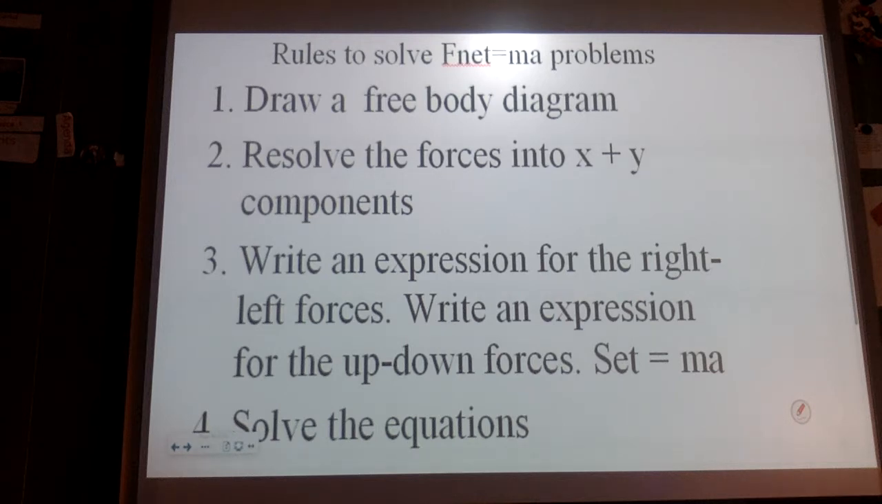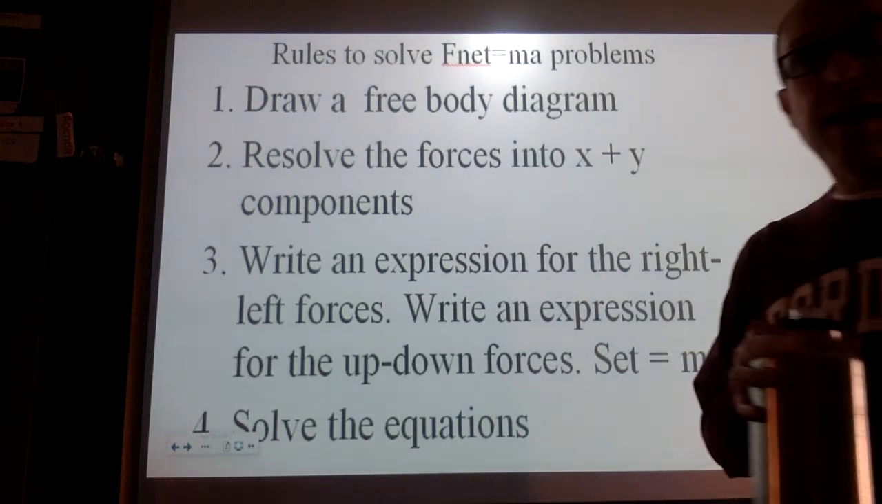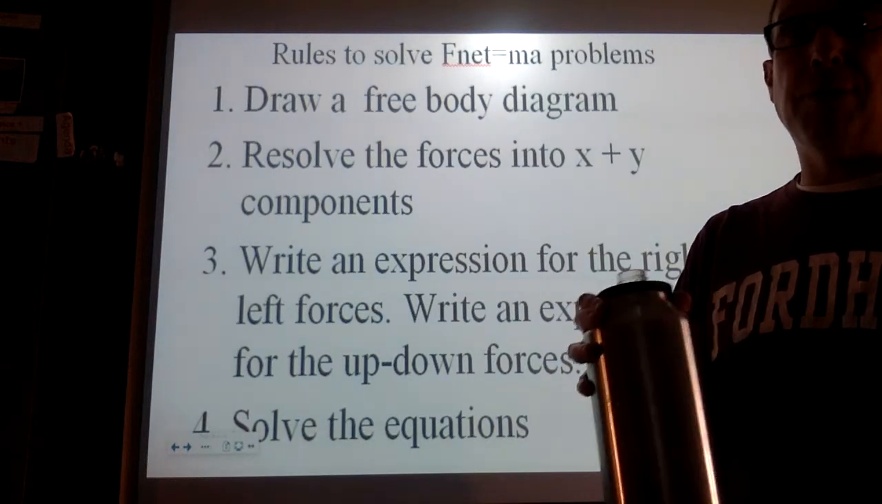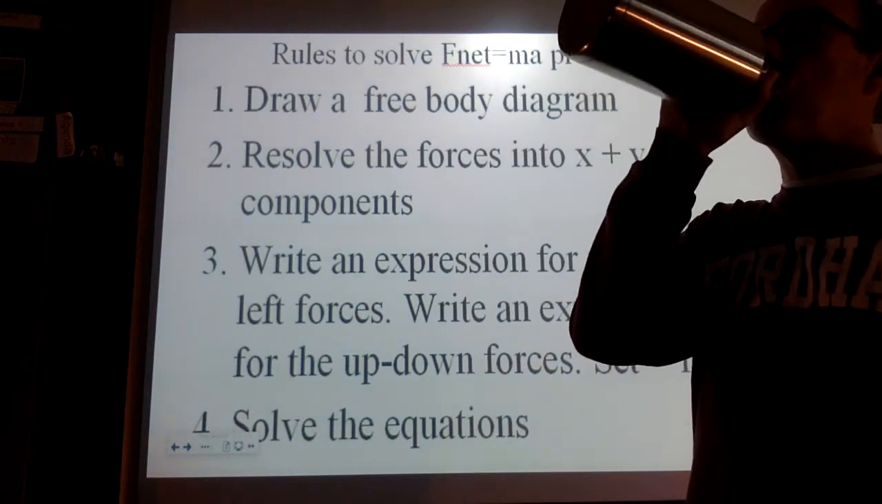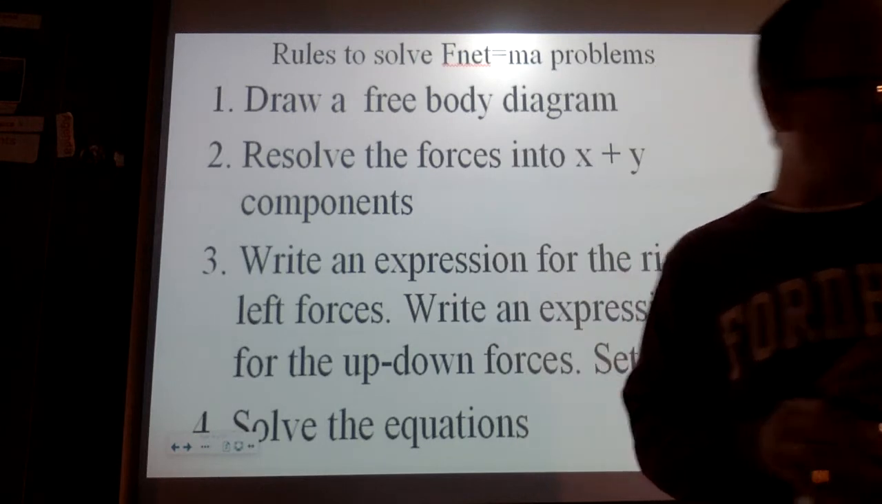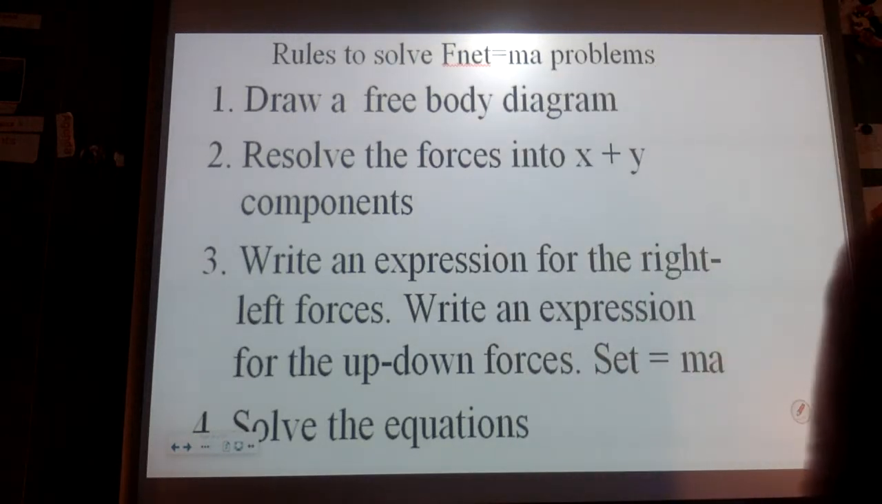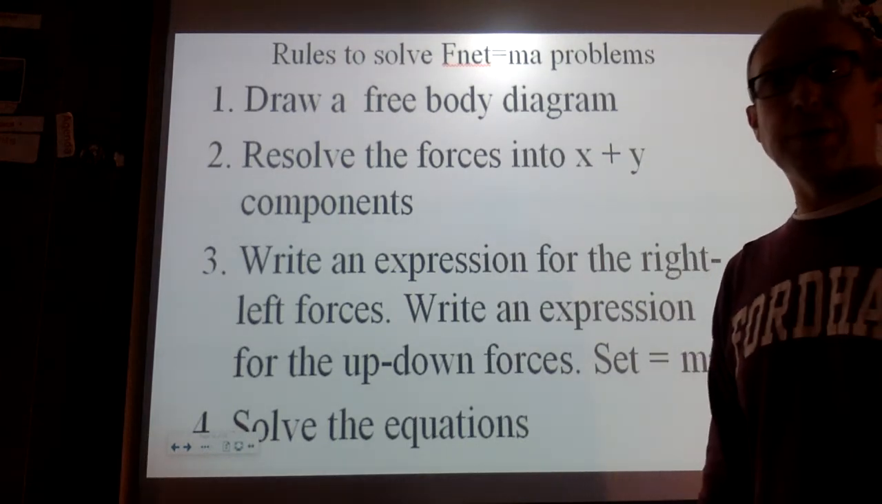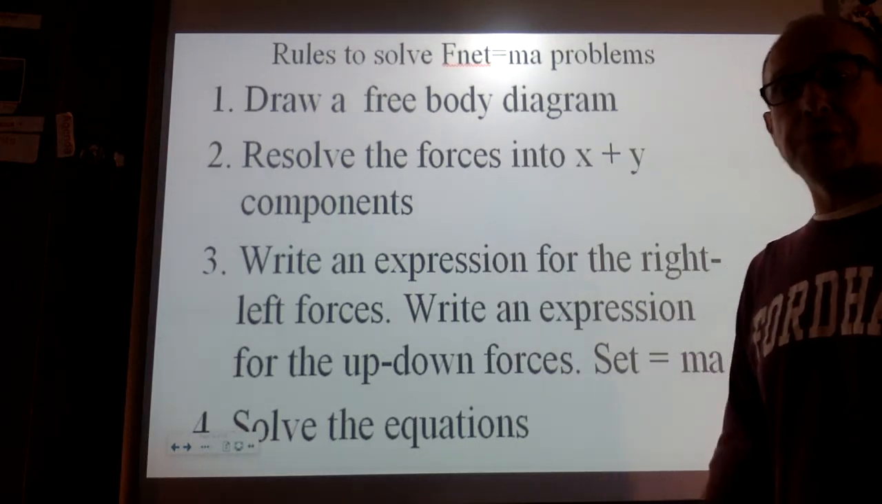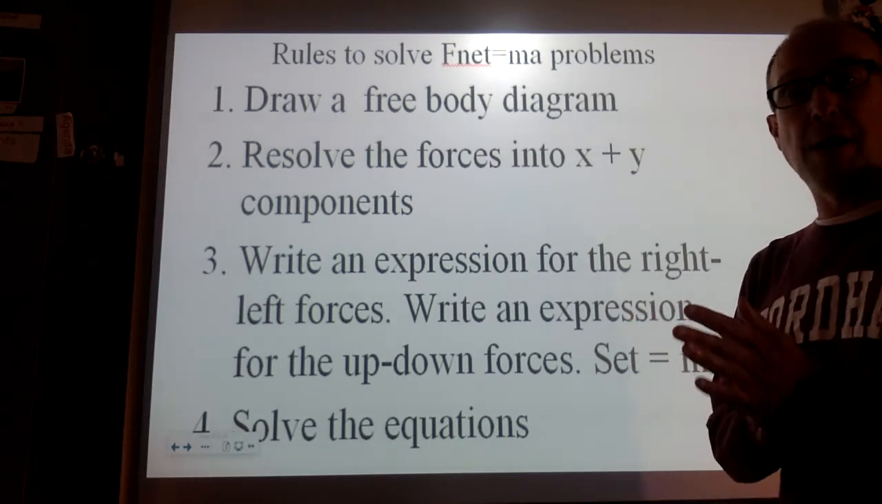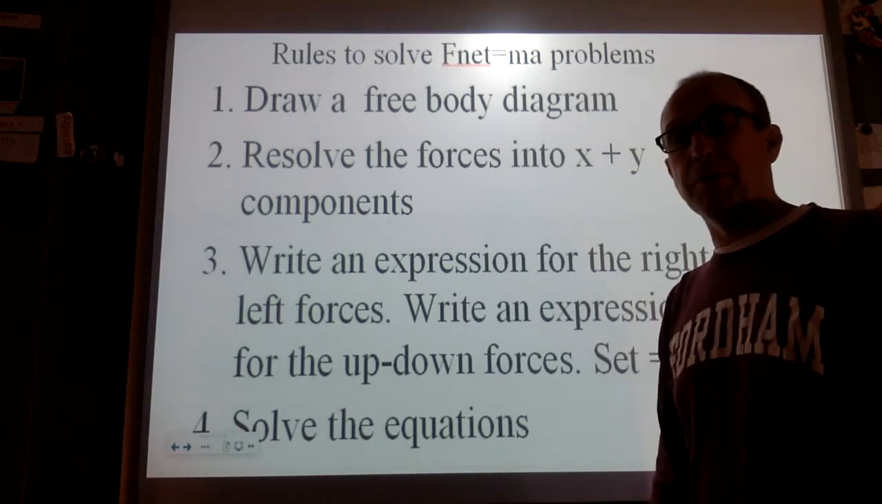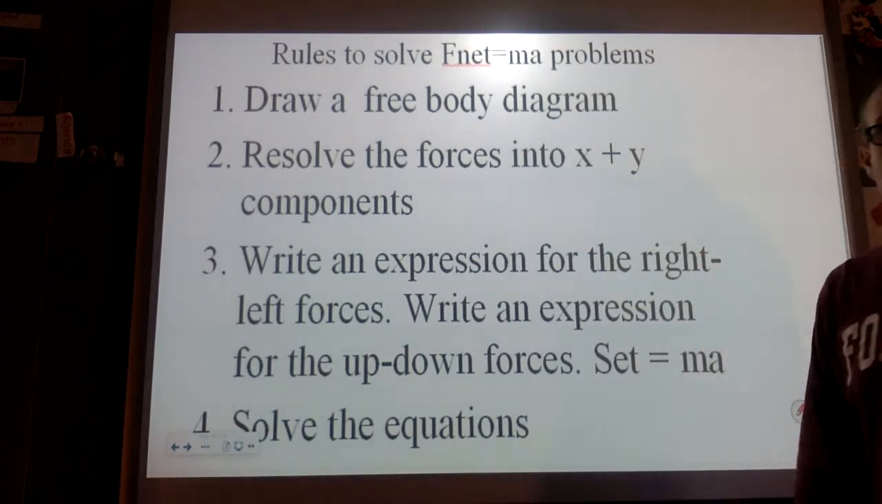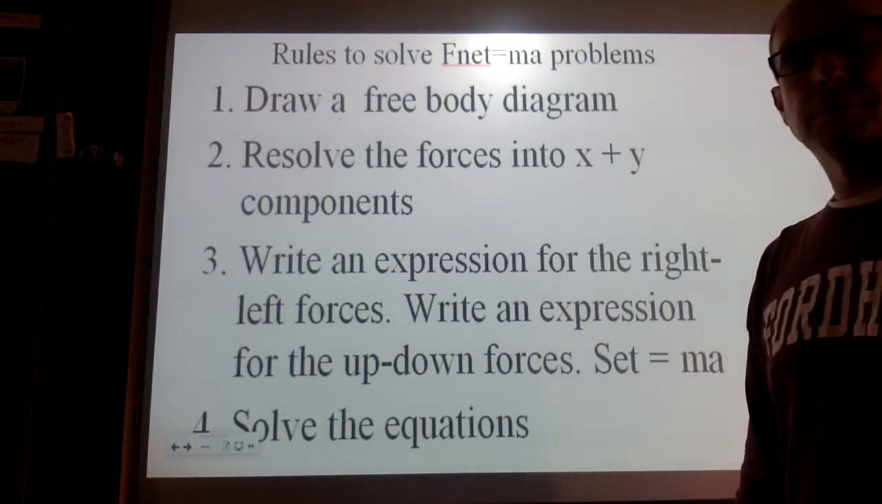Just like in kinematics, we went from one dimension to two. We're going to follow the same rules as we did for Fnet equals 0. Now you're just going to have to use your noggin and decide, do I have acceleration or is it in equilibrium? So the first thing is draw a free body diagram. Then if you have anything at an angle, you need to get rid of it, so you're going to resolve those into components. Then you're going to do an expression for your right minus left and ups minus downs. And the ones that are accelerating, you're going to set equal to ma. And then we just solve.